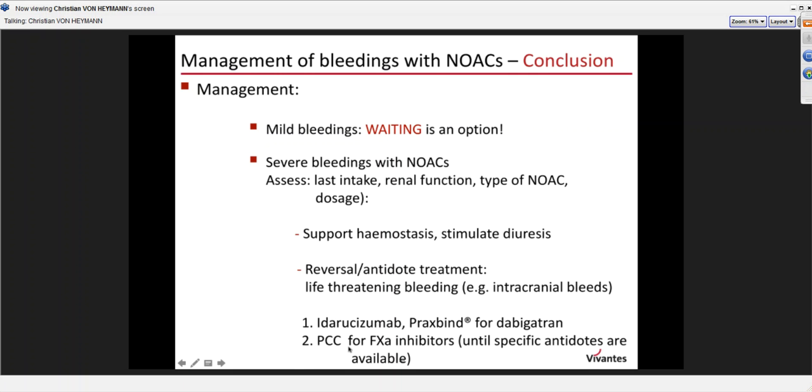For the factor 10A inhibitors, so far we have no specific antidotes available. They are not yet approved, and for these patients, the use of PCC, as shown in the one study with the edoxaban-treated volunteers, at a dose of 50 units per kg, may reduce the extent of bleeding. With this having said, I'm at the end of my presentation, and I'm happy to take questions. Thank you very much.